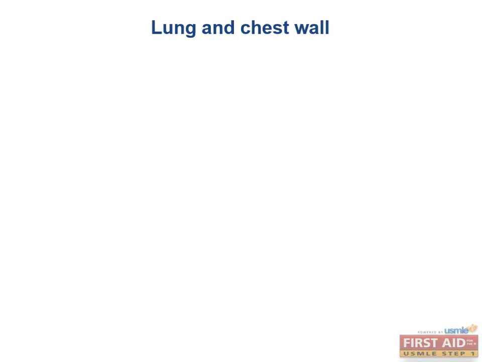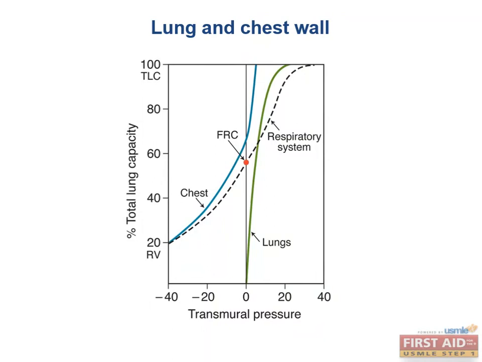Let's talk now about the mechanics of the lung and chest wall, and how this works in pulmonary physiology. The story here is lung compliance, which we'll talk about in a bit. Here you have a schematic representation of the balance of static elastic recoil forces in the respiratory system. The static volume pressure curves of the chest wall, lungs, and respiratory system are shown.